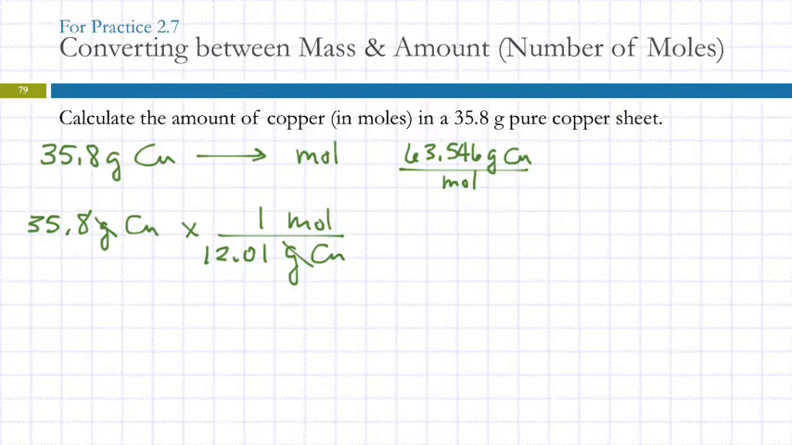So 35.8 divided by 12.01. How many significant figures? Yeah, what am I doing? You guys have to stop me when I do this. 12.01 isn't right. Copper and carbon both start with C, but they're not the same. Good grief. It's this number. Okay. Another reason why you write stuff out. Let's try that again. 35.8 divided by 63.546. Okay, that's better.